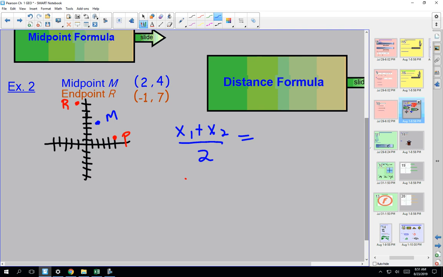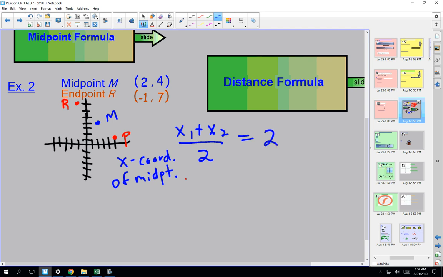Negative 1 plus x2 over 2. Yes, it will become negative. But what am I setting it equal to? What is the x? So this is the formula for the x coordinate of the midpoint. So what is the x coordinate of the midpoint here? 4. Or is the y coordinate? 2. So I've set this one equal to 2.